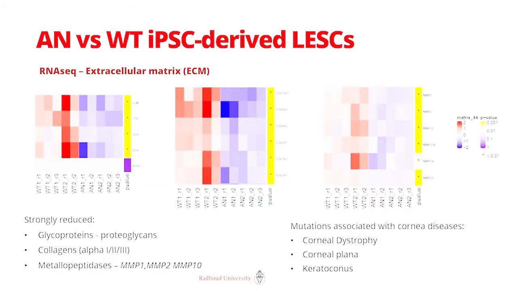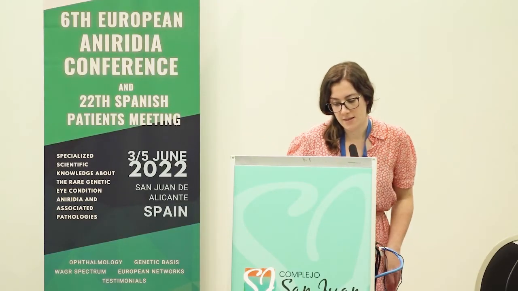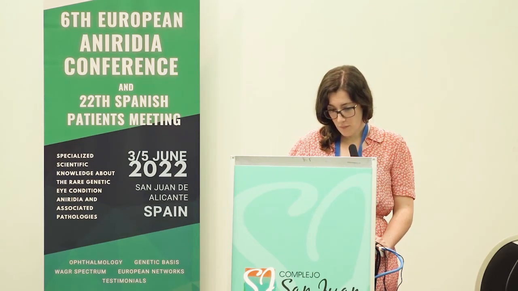So looking into more detail, we see a strong reduction of several extracellular matrix related genes like proteoglycans. Here in blue are the downregulated, and in red is upregulated, and these are all wild types, and these are all Aniridia. We also see several collagens markedly underexpressed as well as metallopeptidases, which are important for the organization and remodeling of the extracellular matrix. And importantly, a lot of these genes are linked to corneal diseases as well.